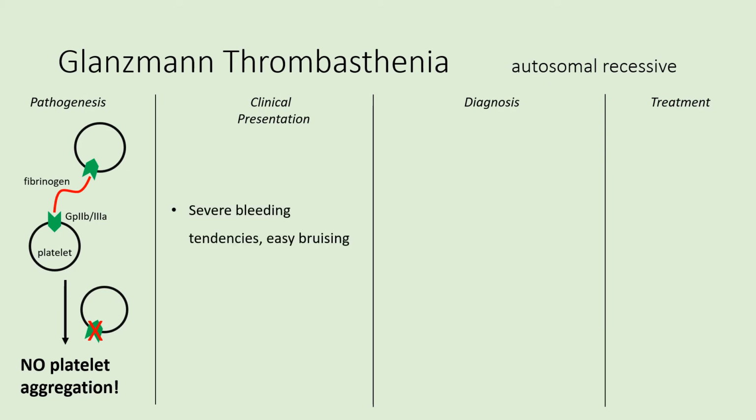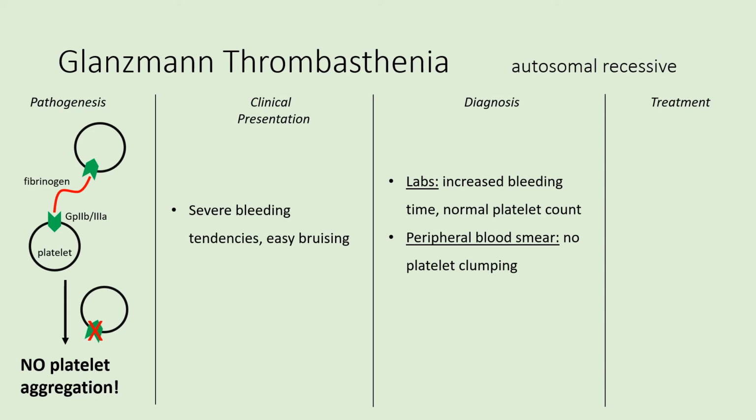As expected, the clinical presentation will be similar to other platelet disorders: purpura, severe bleeding, easy bruising, so on. Lab findings will show an increased bleeding time, but a normal platelet count. And further, a peripheral blood smear will show no platelet clumping. And like Bernard-Soulier, treatment for Glanzmann Thrombasthenia is platelet transfusions.